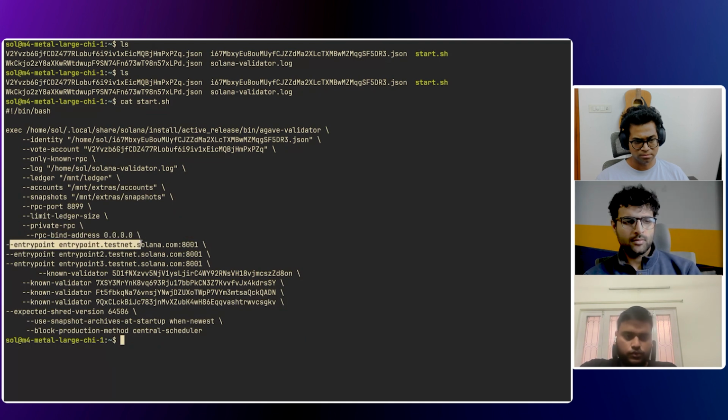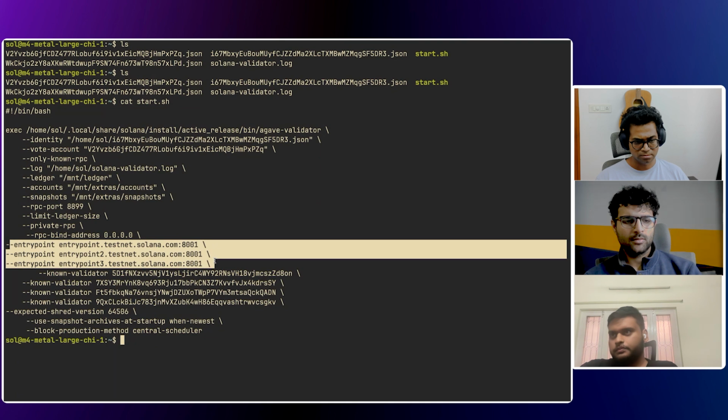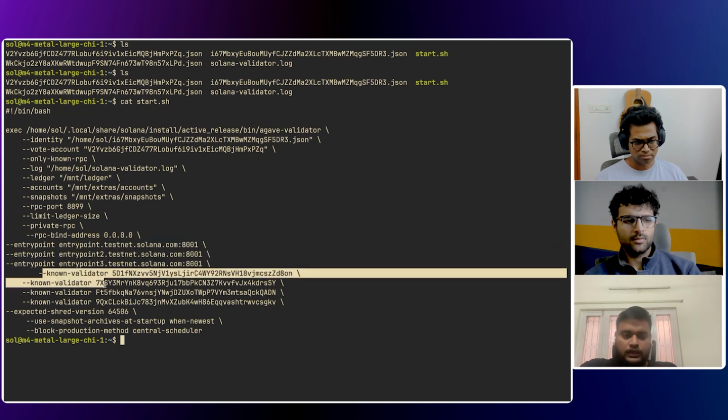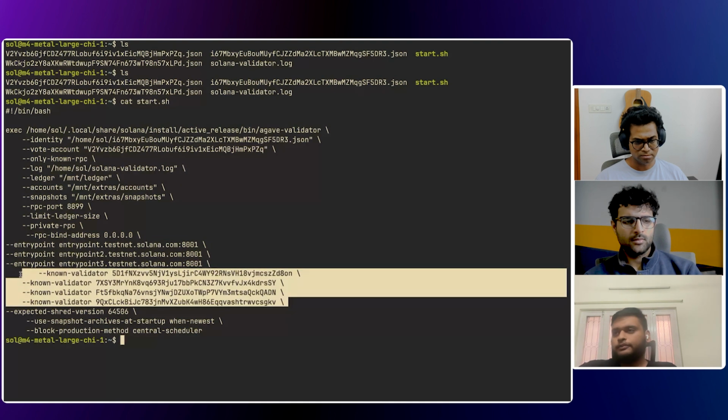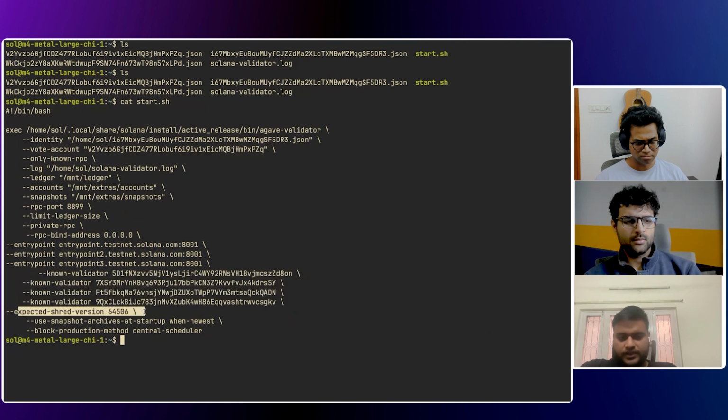Some binding stuff, and a few entry points. These entry points are used in Gossip when I want to enter Gossip. And some known validators. This is basically for downloading the snapshot and matching up any versioning. There is the expected shred version, and this is basically how you define a network's version. I don't have a technical definition for it, but it specifies which instance of Solana I'm running, which one I want to enter. So whenever a Genesis change happens, this version also gets updated. There might be a better technical definition than this, but yeah.